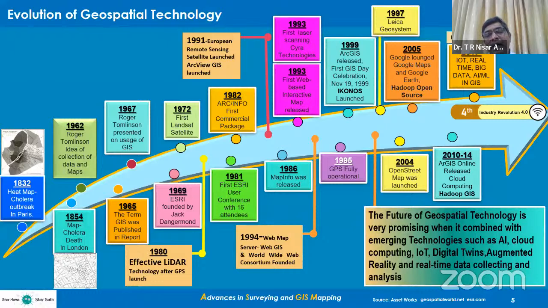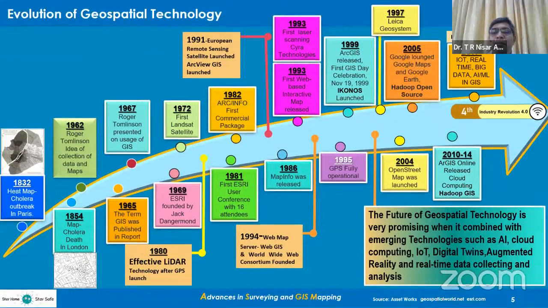So the GIS, because of the enabling technology, has gone into every sector, be it agriculture, water resources, commercial, or business, everywhere. So how do we read the future? The future of geospatial technology is very promising when these technologies are combined with new technologies: artificial intelligence, cloud computing, IoT, digital twins, AR, VR.